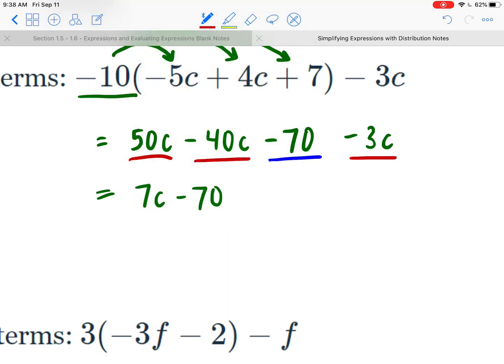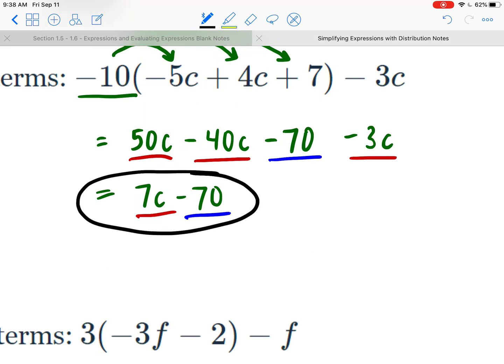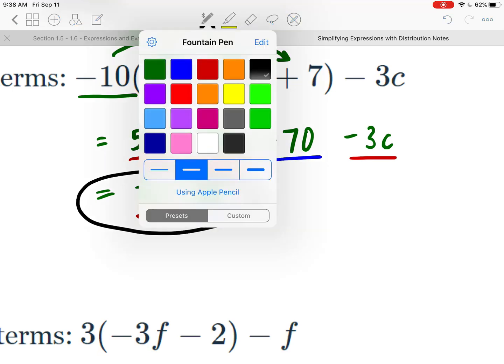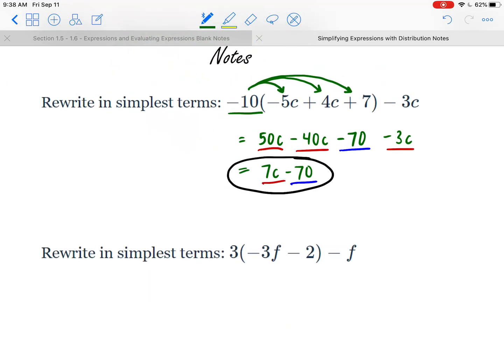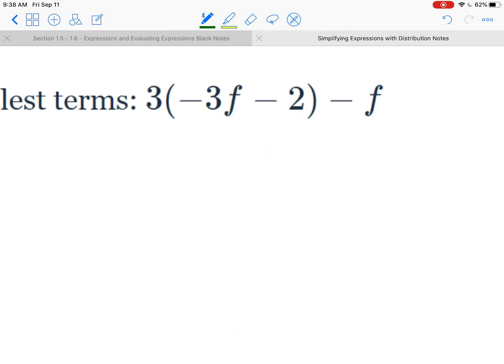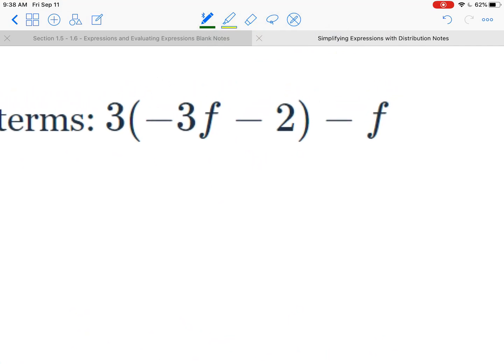And so this comes from all the red right here, and then the negative 70 comes from the blue. And then this is it. This is your answer right here. So when you write this in simplest form, it means there's nothing else you can combine. There's no more like terms to add or subtract. And that's it. So that'll be your answer for that first one. And then the rest of these are just kind of like this. So we're just going to do a few more examples here, and then I'll give you guys some time to work on that Delta Math assignment. We'll get you out of here.